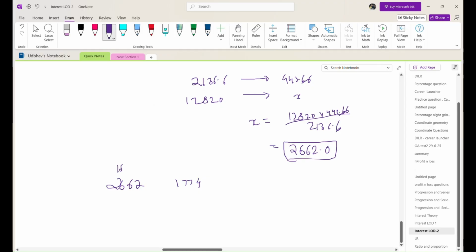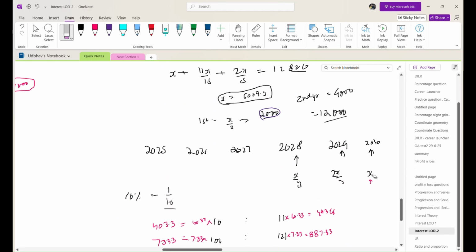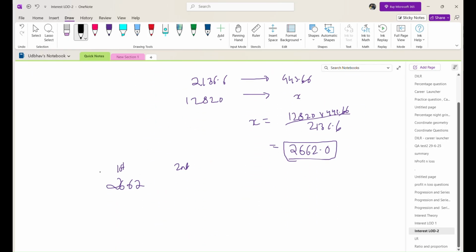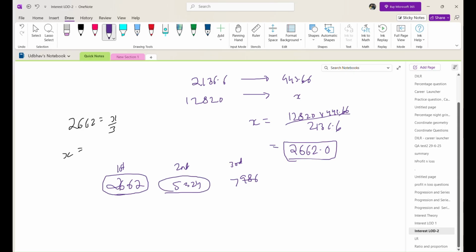We did it for 443, right? So this is first year. So second year will be, if first year is x by 3, x by 3 equals to this, like 2662 equals to x by 3. So x equals to 3 into this, 2662 into 3, it is 7986, and 7986 into 2 by 3, it's 5324. So can you see the installments which are coming now?